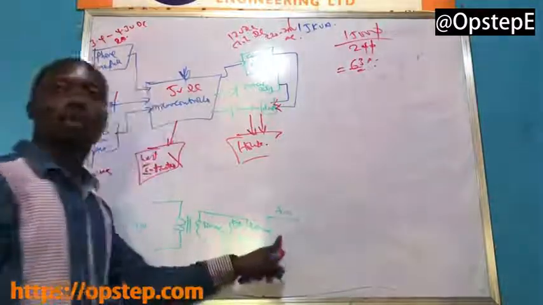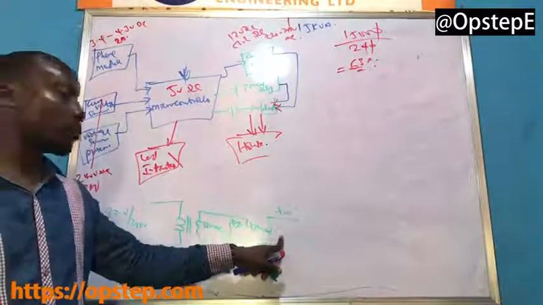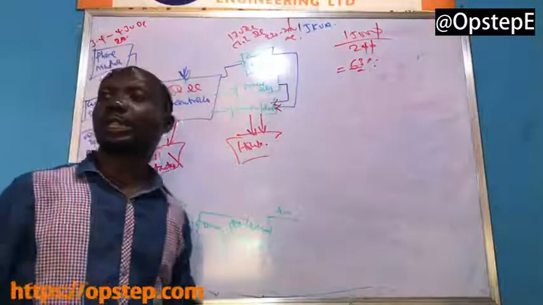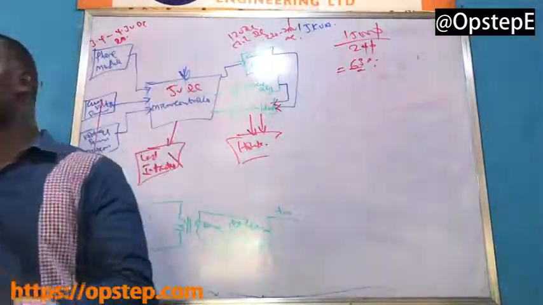Now this output is also 12 volts. Of course, it's going to be less than 12 volts because 2 of the diodes are going to clip on the positive range, 2 are going to clip on the negative range.